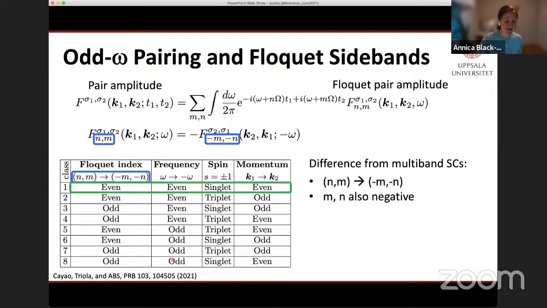but the one I'm going to look at here is this. So I have a spin-singlet S-wave state. It can be even in frequency, and then it's even in Floquet index. But I can also have the spin-singlet even S-wave state that is odd in frequency and odd in this Floquet index. And now being odd in Floquet index means N goes to minus M and M goes to minus N. So it's a difference.